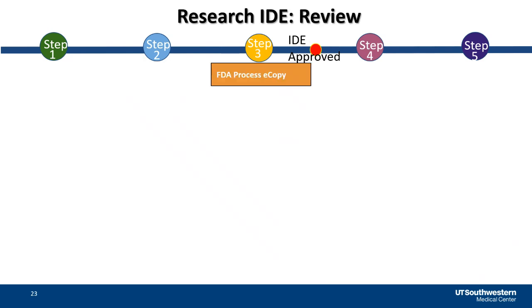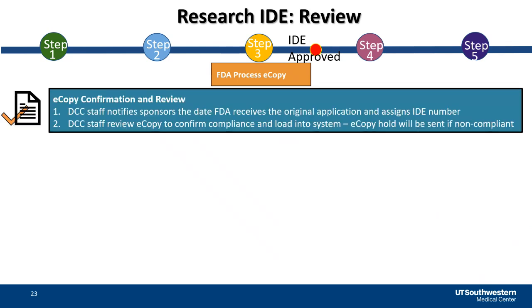Okay, so you've sent off all of your applications and the FDA are going to process your documents. So the first thing that happens is they go through e-copy confirmation and review. So the Document Control Center staff will send you an email saying we've received your documents, and they will assign them an IDE number. The Document Control Center staff will then also review the e-copy to confirm compliance and load it into the system. This is where if you use the e-submitter software, it should be good. It's already been checked through.